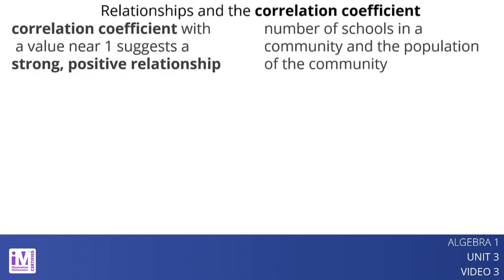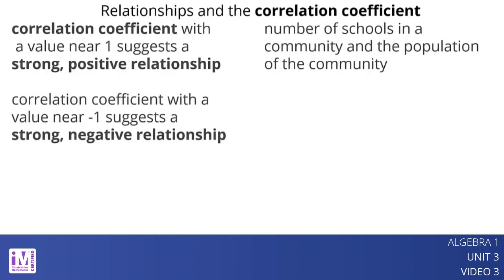The number of schools in a community and the population of the community is an example of variables that have a strong positive correlation. When there is a large population, there is usually a large number of schools, and small communities tend to have fewer schools, so the correlation is positive. These variables are closely tied together, so the correlation is strong.